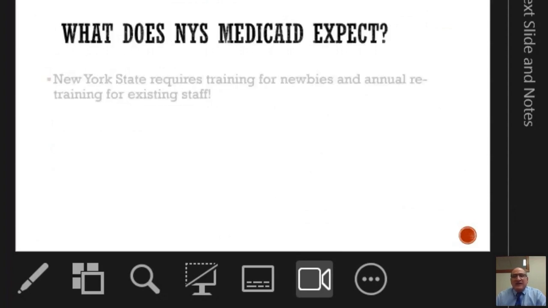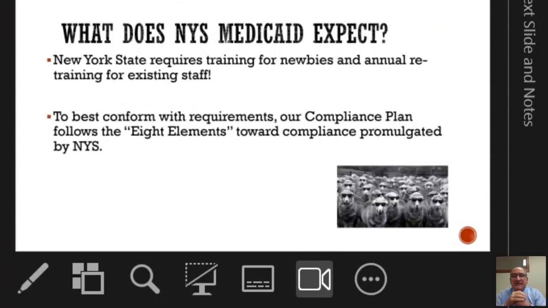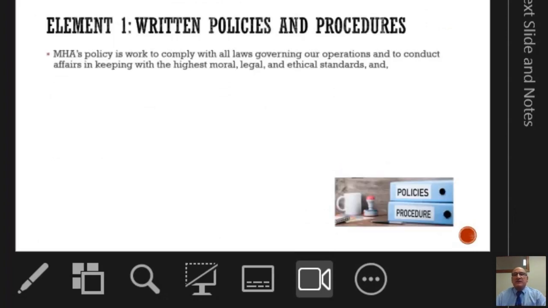I shouldn't hit me. So what does New York State Medicaid expect? New York State expects us to train newbies and annual retrain for all of the existing staff, and that is exactly what we're doing today. To best conform our compliance plan, the good news is New York State came out with what's known as the 8 elements. The 8 elements is their way of helping us conform, and it's all about conforming to these rules that New York State has laid out as far as how we're going to comply with the expectations.